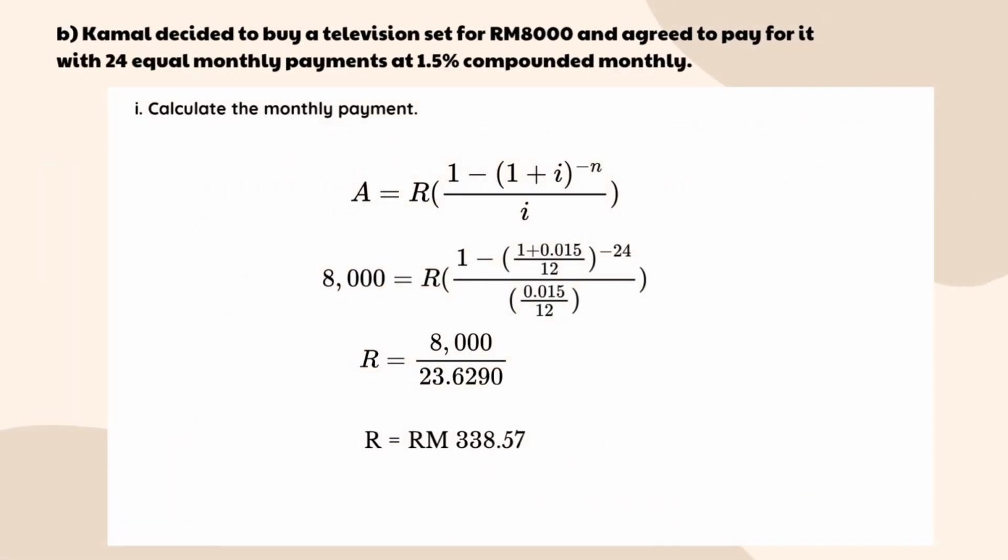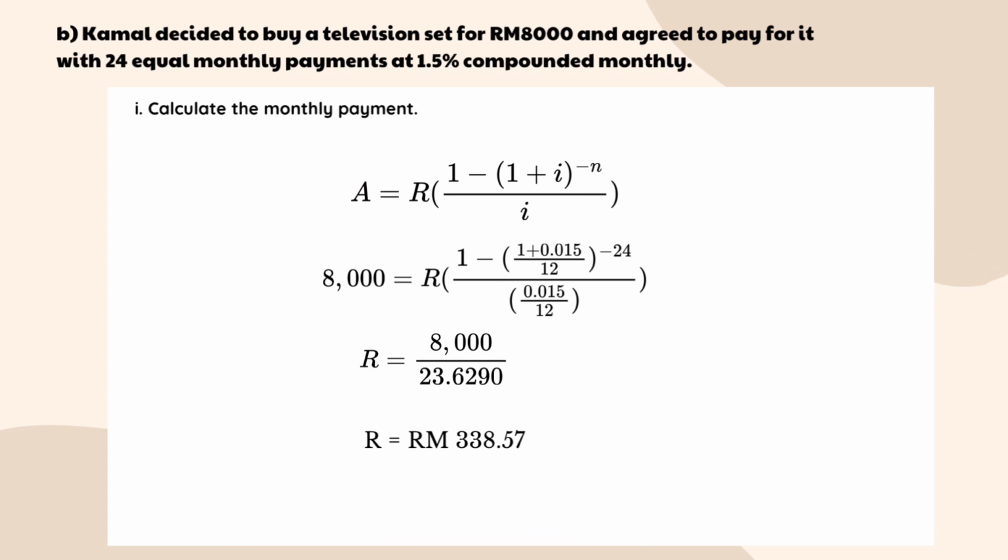So, we move to the next question. Kamal decided to buy a television set for 8,000 ringgit and agreed to pay for it with 24 equal monthly payments at 1.5% compounded monthly. Calculate the monthly payment.